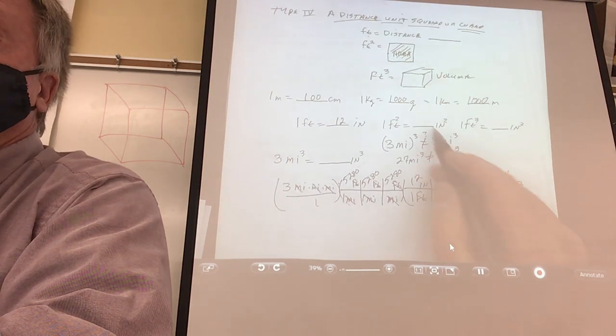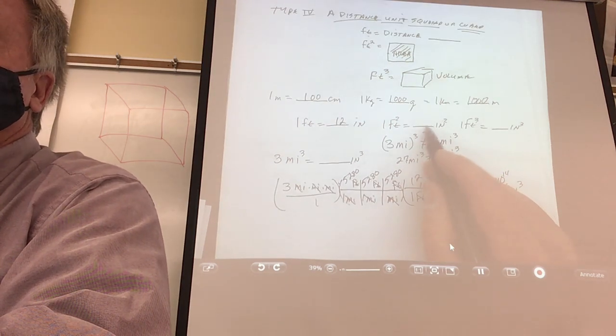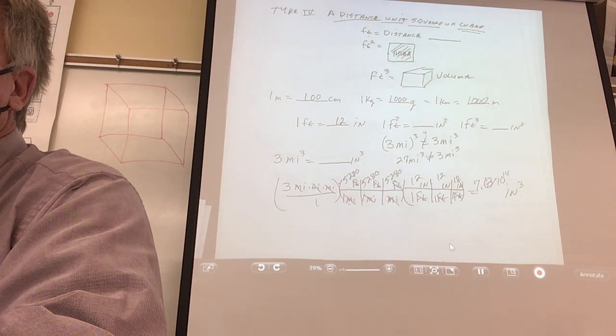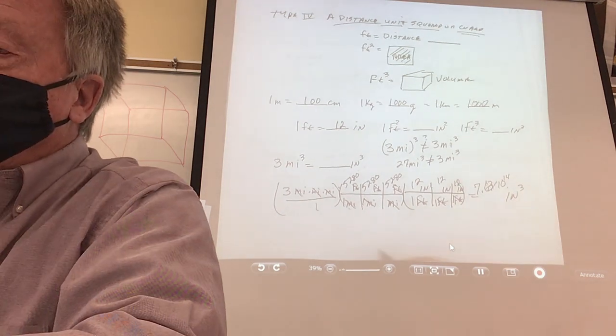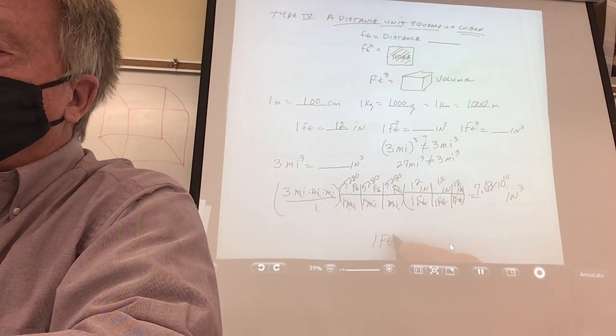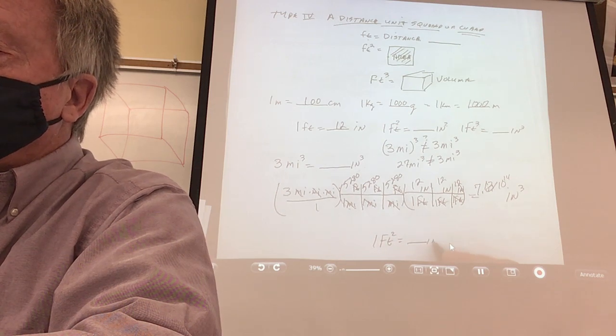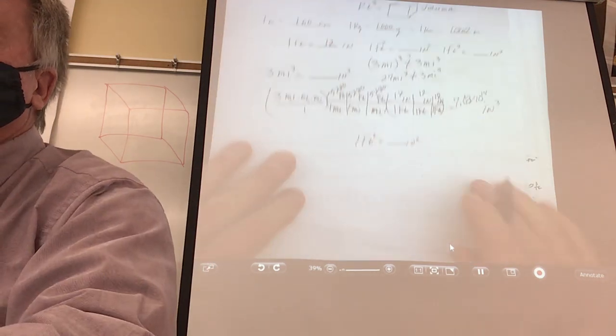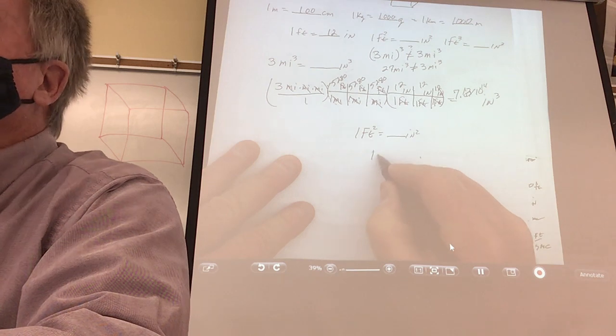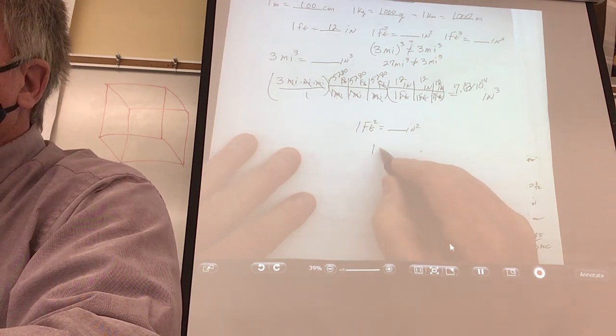Now, real quickly, go up here. Does anybody know how to do this problem now? That's a baby problem. We'll do it anyway. 1 square foot equals how many square inches? Let's see if we can do that one. How do you start it out? What's the given?